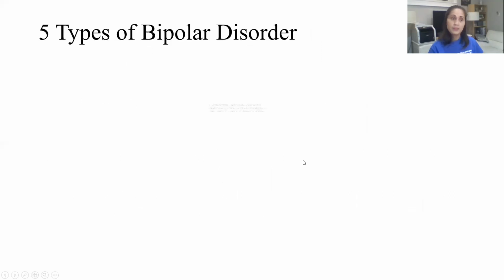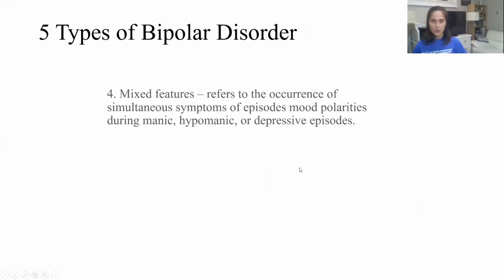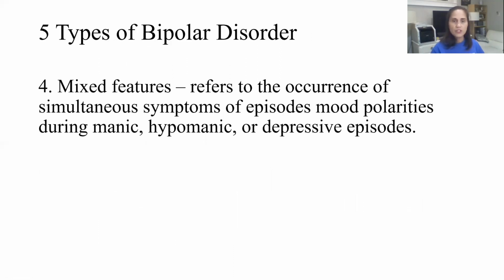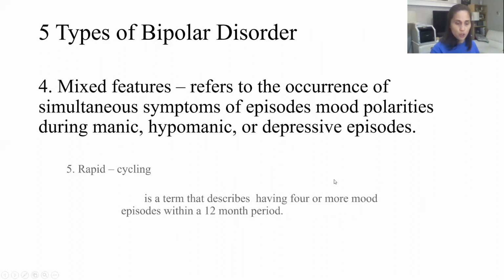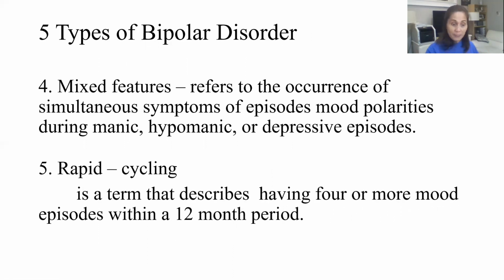And number 4 is the mixed features. It refers to the occurrence of simultaneous symptoms of opposite mood polarities during a manic, hypomanic, or depressive episode. Now, rapid cycling, the last type of bipolar disorder, is the term that describes having 4 or more mood episodes within a period of 12 months. Now we're not going to talk about these five types of bipolar, but we're just going to concentrate on cyclothymic disorder.